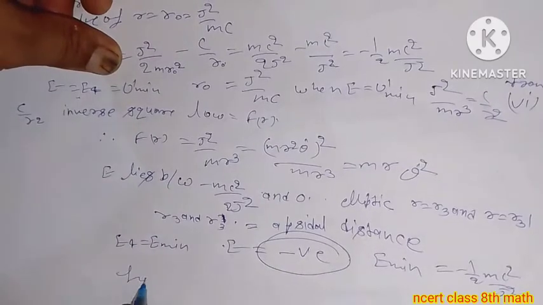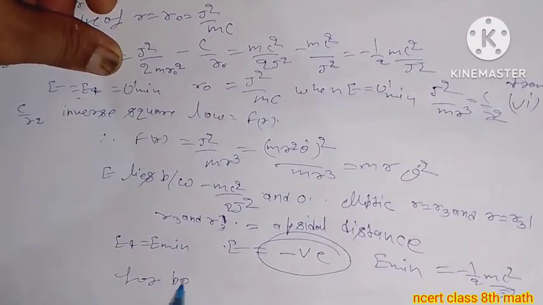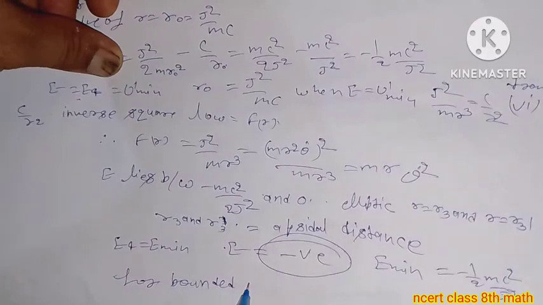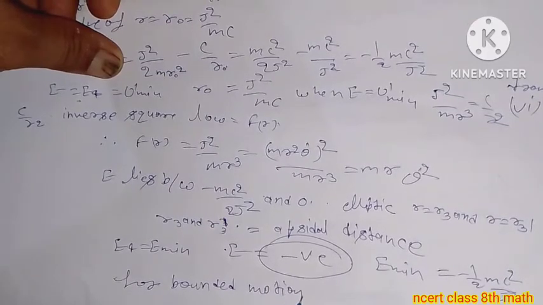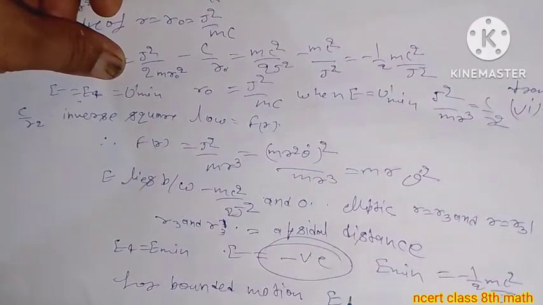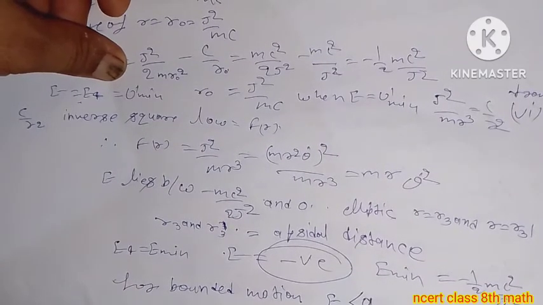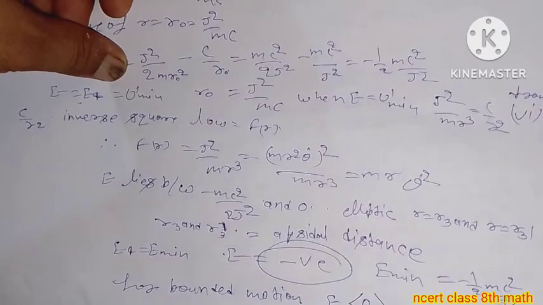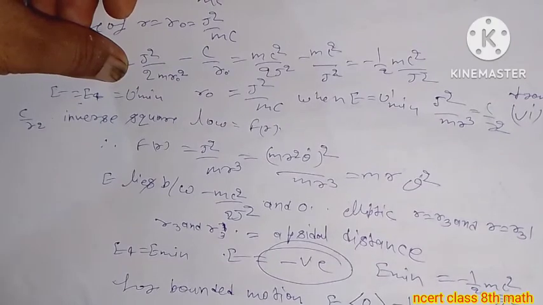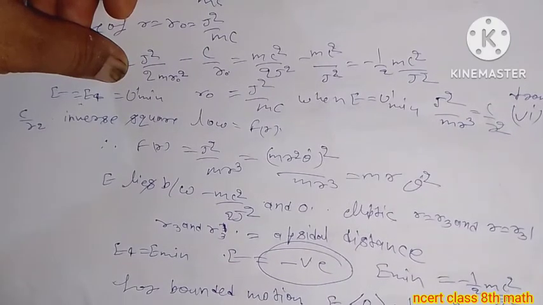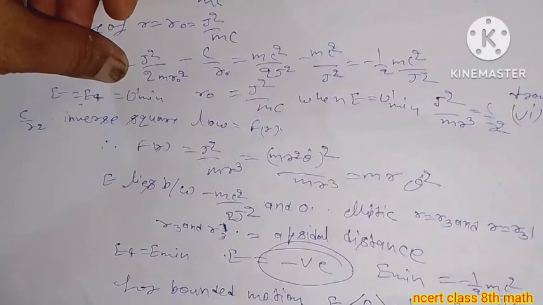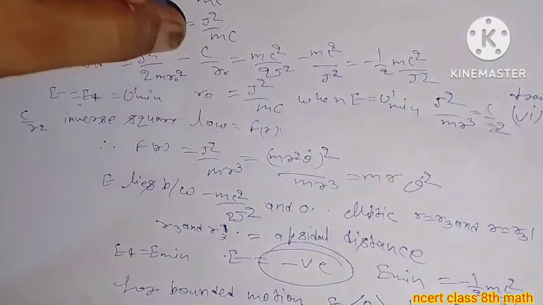In other words, for bounded motion, E is less than 0 and greater than minus mC square upon 2J square. This is equation number 7.